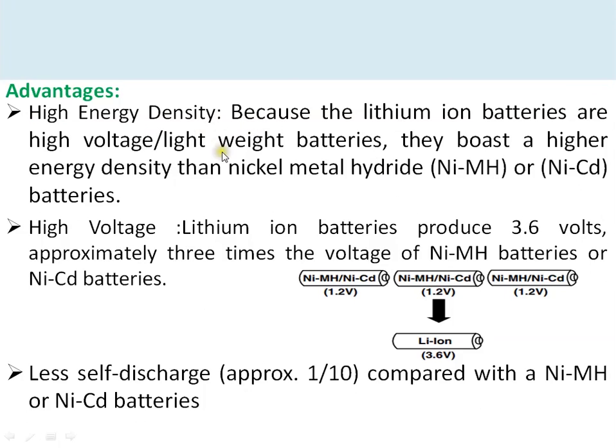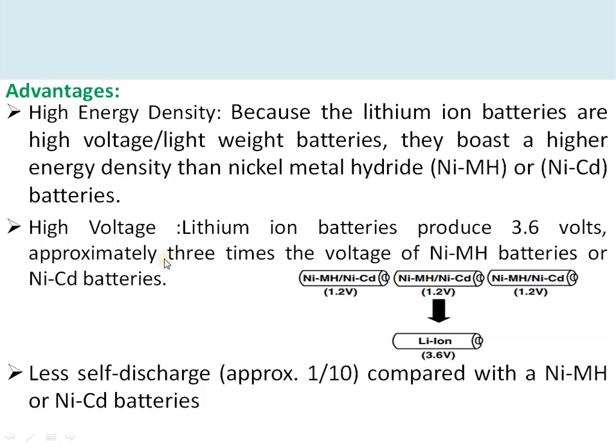The advantage of the lithium ion battery, as you can see here, is high energy density. In terms of both weight and volume, these lithium ion batteries have the capacity to store more energy. Compared to their counterparts like nickel metal hydride and nickel cadmium batteries, they have high energy density. Because of this advantage, the size and weight of the power supply come down.